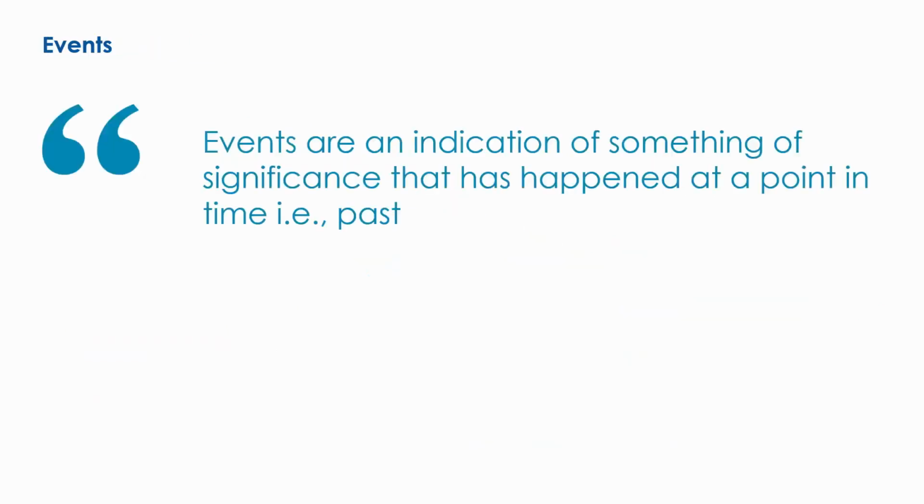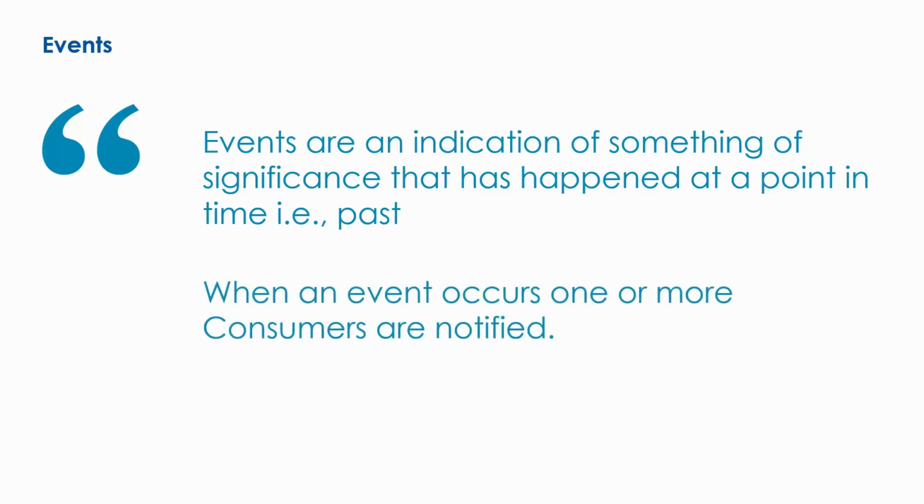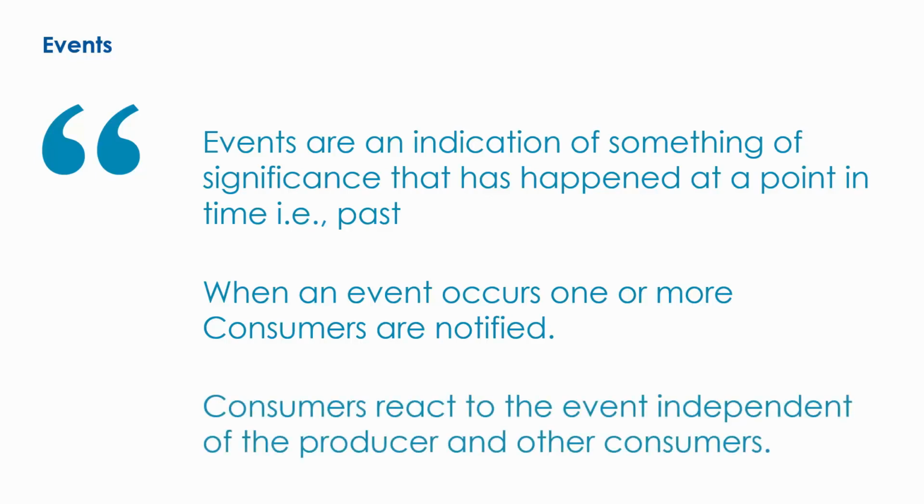Events are an indication of something of significance that has happened at a point in time. So that something has happened in the past. There are consumers who are interested in knowing about the events, so they would like to be notified. So when an event occurs, one or more consumers are notified about this event. On receiving the event, the consumer may carry out processing, and this processing of the event is independent of the producer of the event and other consumers of the event.